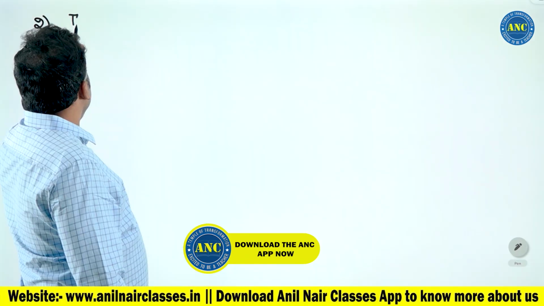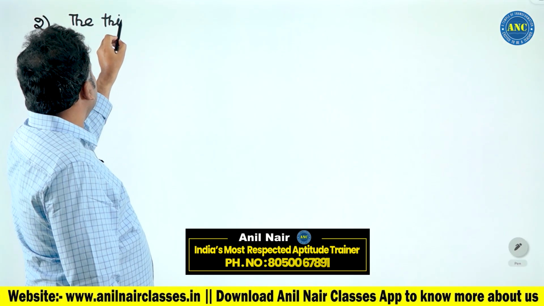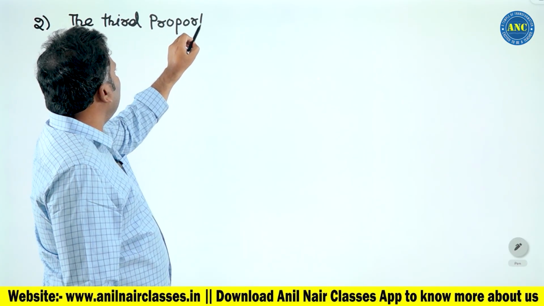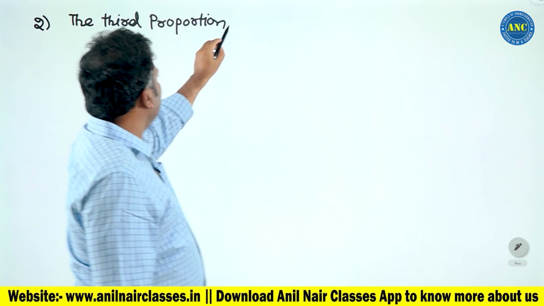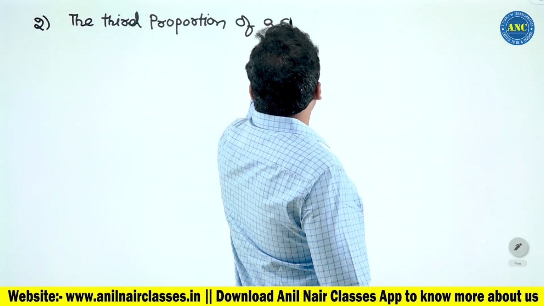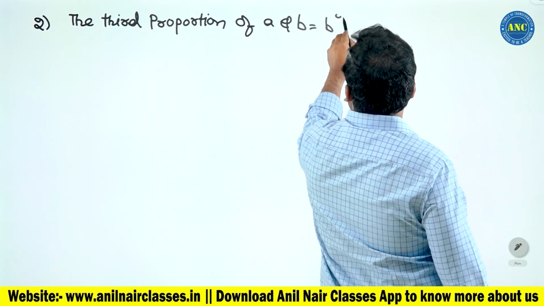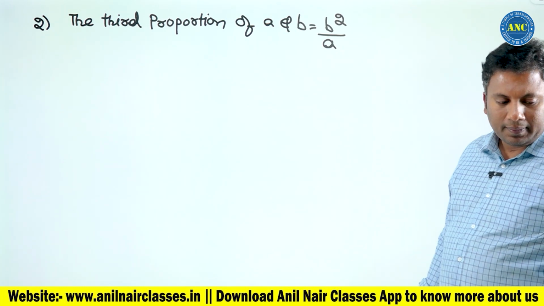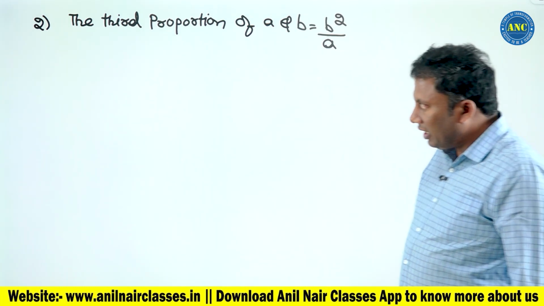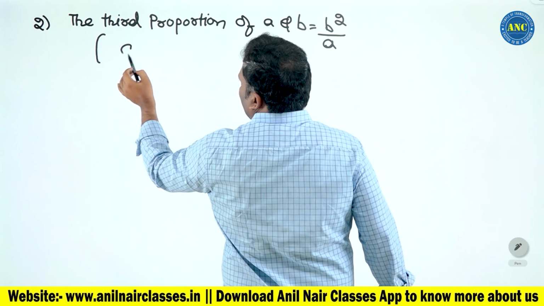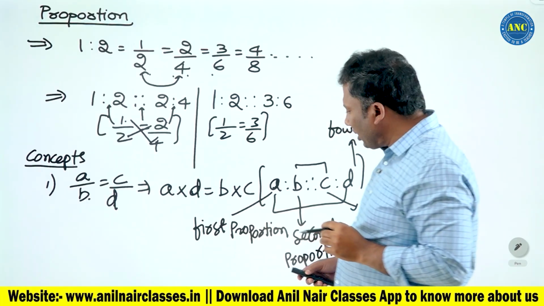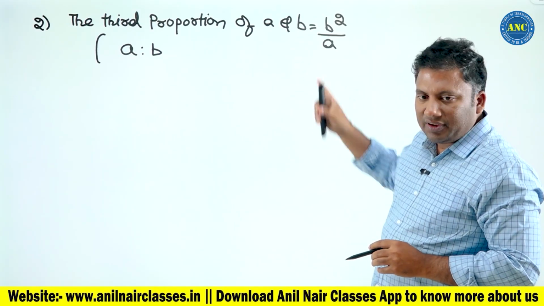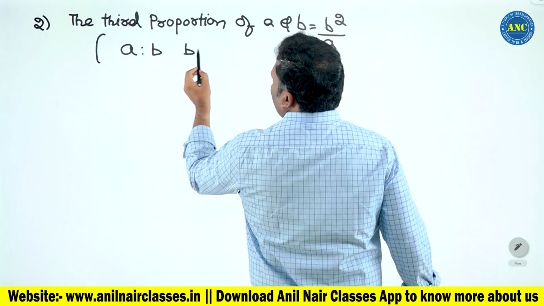Next one. The third proportion of A and B. I will tell you why it is. Third proportion of A and B is B square by A. How is it? First A and B is there. There should actually be 4 variables. But here how many variables are there? Third proportion of A and B. That means A and B, B is to X.